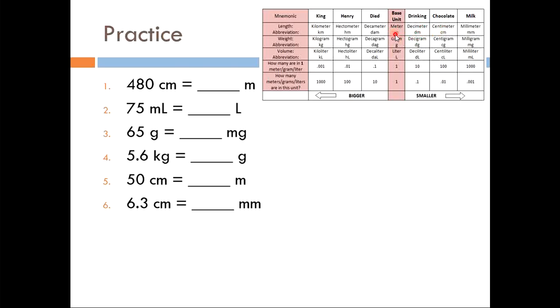Two times, right? You pretend that the decimal is out here, you move it over to the left twice, and you have 4.80 meters. What about 75 milliliters to liters? Well, you're at milliliter. You're going to move it over 3 times, so you have 0.075 liters.